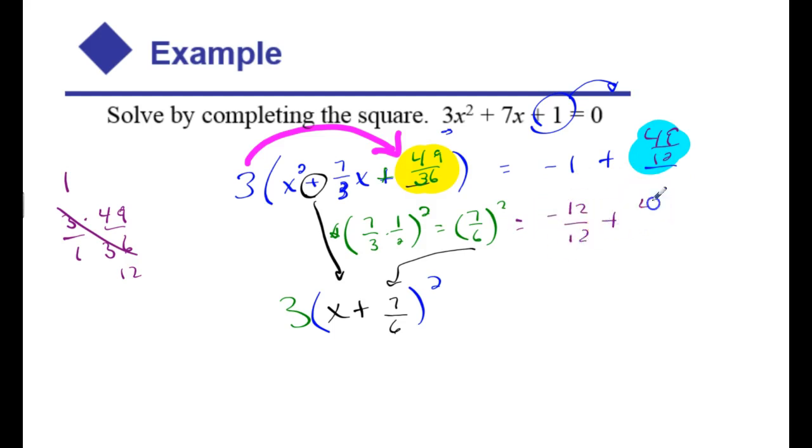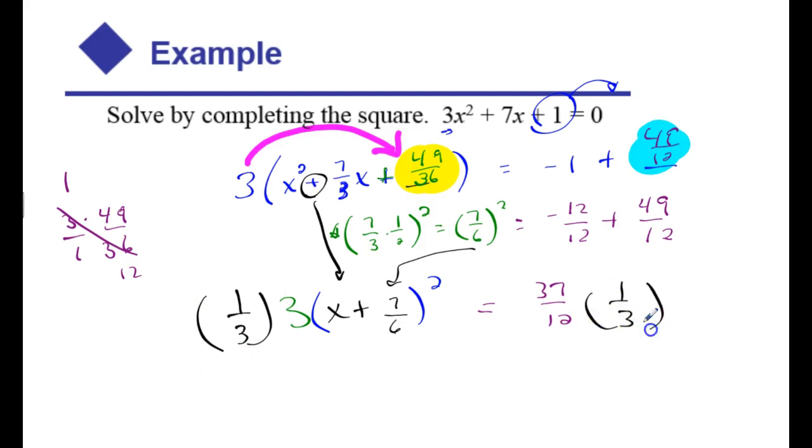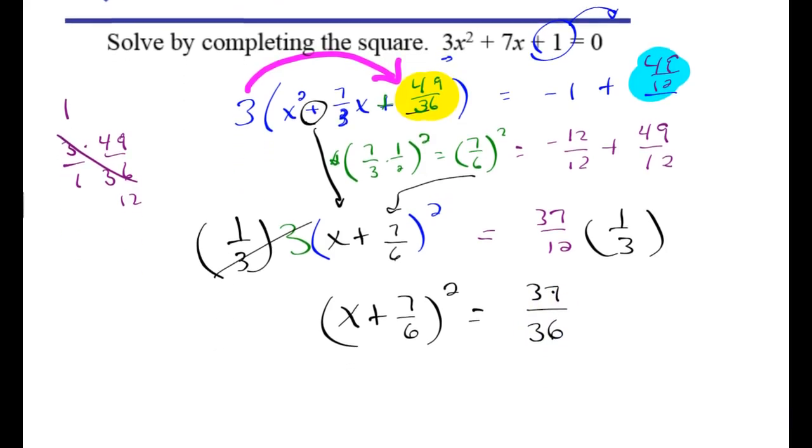This is negative 12/12 plus 49/12, which is 37/12. The next step is to divide through by 3, but that's the same thing as multiplying by 1/3. And so this will cancel over here, leaving me with x plus 7/6 quantity squared is equal to 37 back to my 36ths. And then when I take the square root of both sides to get rid of my quantity squared, I'll have x plus 7/6 is equal to plus or minus the square root of 37 divided by 6, because that's the square root of 36.